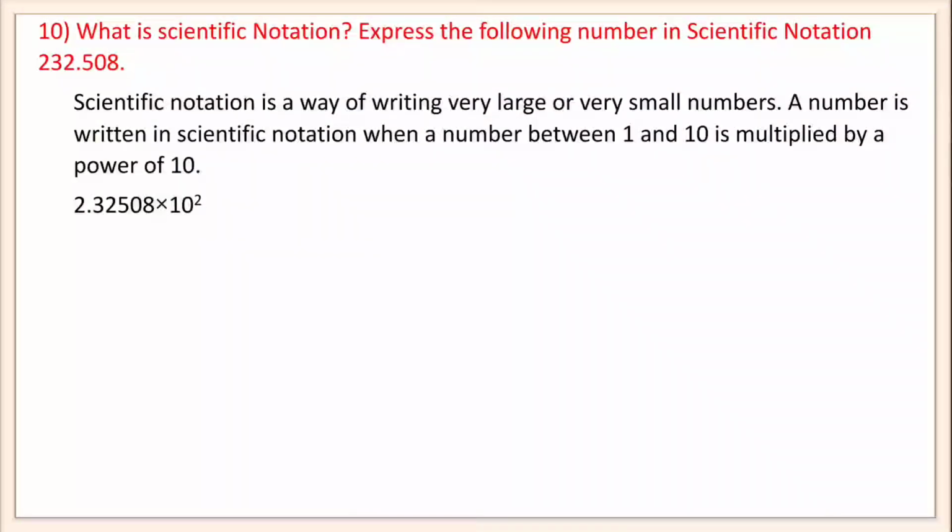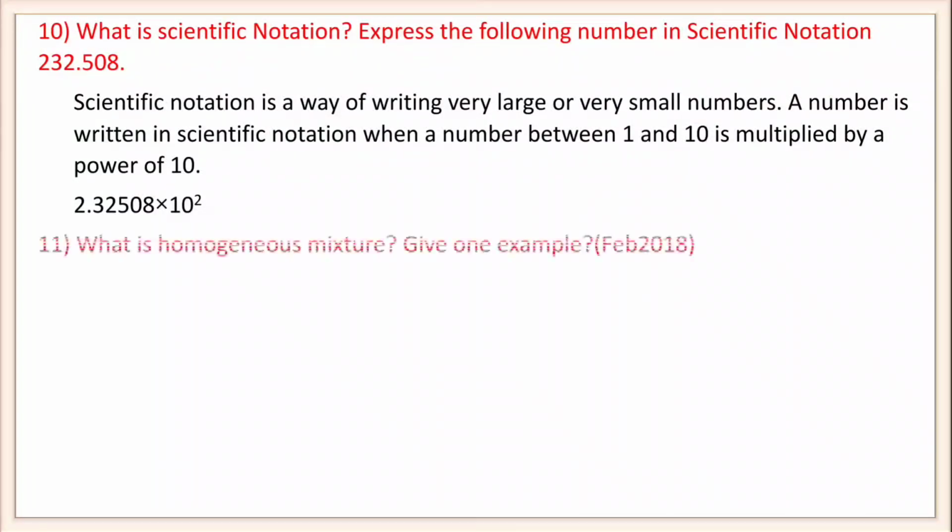Remember. So 232, I want to take the left side. So what to do? 2.32. That means I have taken the decimal 2 places to the left side. I have to multiply 10 to the power plus 2.